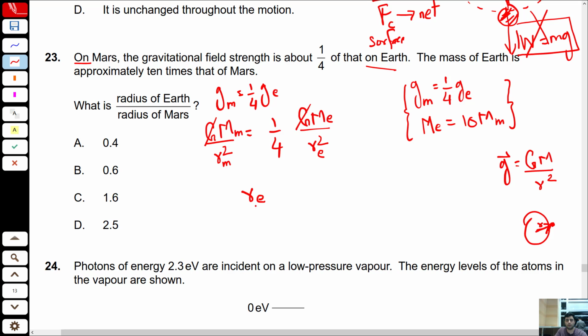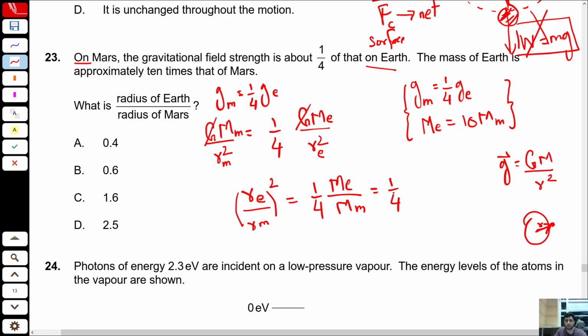RE over RM, and you can see both of them have a square, so why not we just take the square common out. P equals to 1 4 ME over MM. So this MM can go down there, just cross multiplication. Okay, now let's rearrange it a little bit.